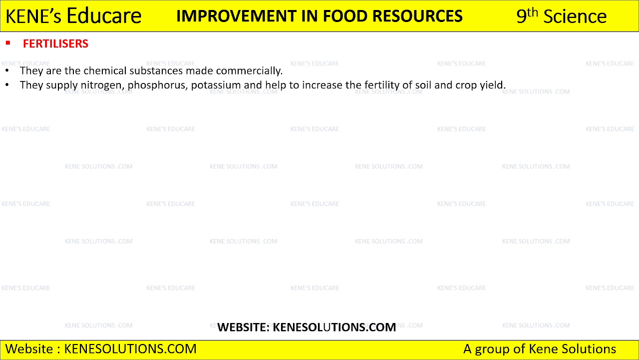So after this we have fertilizers. Now see, manures were organic, they didn't have any chemicals in them. But when it comes to fertilizers, fertilizers are chemical substances which are made commercially. Fertilizers supply nitrogen, phosphorus, potassium, and help to increase the fertility of the soil and the crop yield. So if we have to increase the yield of the crop, that can be done using fertilizers, right?